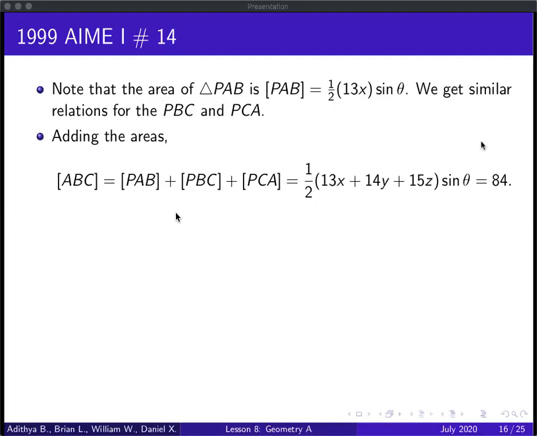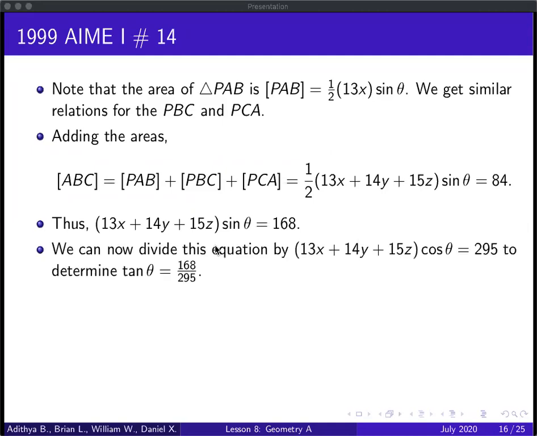So if we add the areas of the three separate triangles, we get 1/2 times 13x plus 14y plus 15z times sine theta equals 84. And if we multiply by 2, this just gives 13x plus 14y plus 15z times sine theta equals 168. And as someone said in the chat, we can just divide these two equations to get rid of 13x plus 14y plus 15z. And we just get tan theta equals 168 over 295. And so the final answer is just 168 plus 295, or 463.